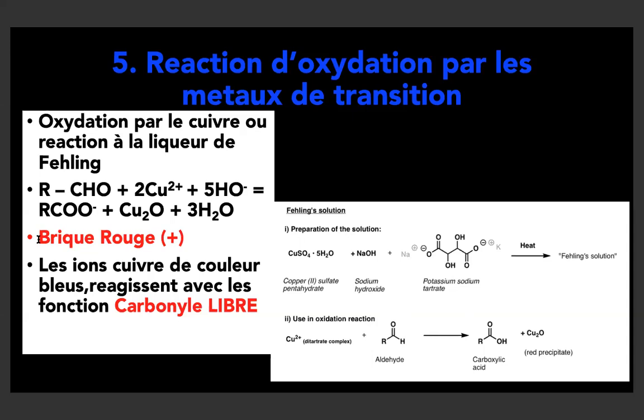Now, there's another condition. If the brick-red precipitate is not formed, there are two possibilities. One, the carbonyl function group, which is defined at carbon number 1, is not free; it may be engaged in a linkage. Two, the molecule we were using here is not an aldehyde; maybe it's a ketose. So there are two conditions.